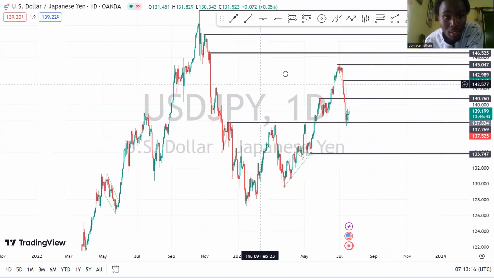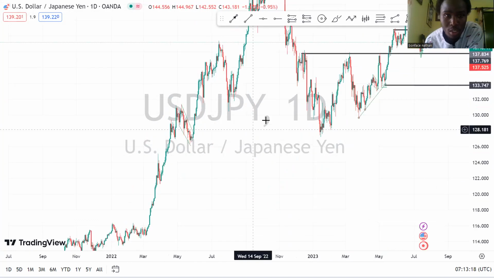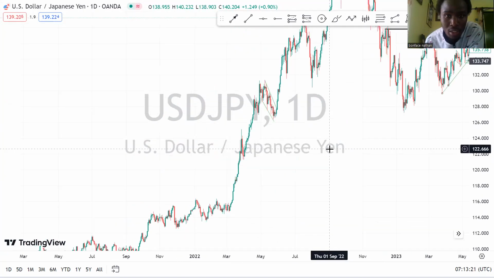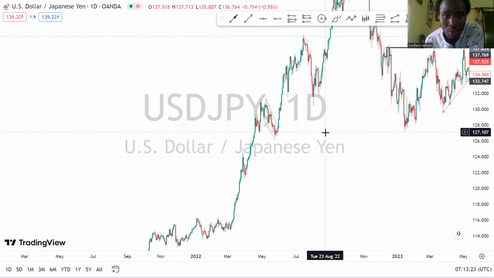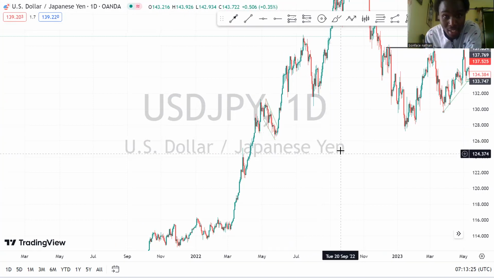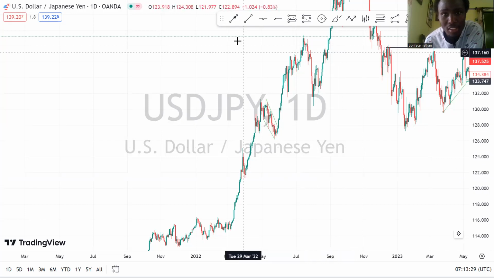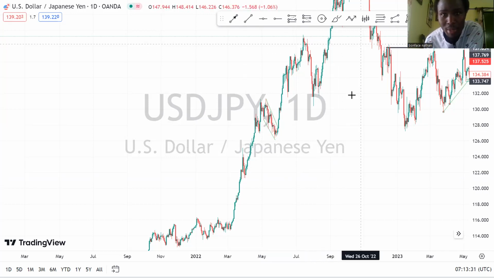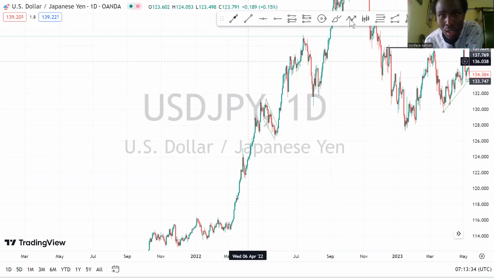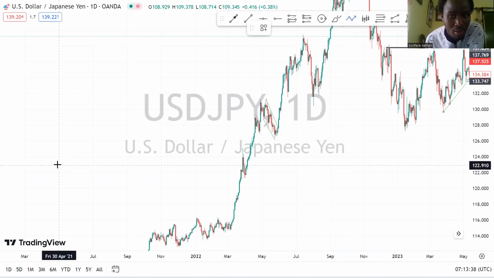Let me give an example. It's a good example. I normally trade chart patterns. If you are aware, guys, we have the flag. Let me give an example here.